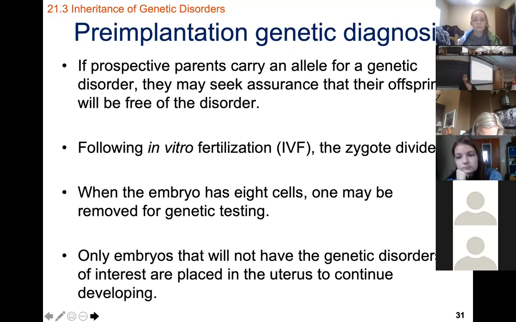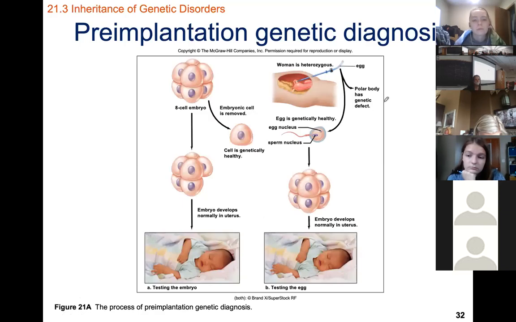They seek assurance that their offspring will be free of this disorder. So maybe somebody in their family has cystic fibrosis, or maybe one of their previous children has cystic fibrosis, and they would like to ensure that their second offspring does not have cystic fibrosis. Okay, that would be something that would go into this. It says only embryos that will not have the genetics or disorders of interest are placed in the uterus to continue developing. So here's a picture of that.